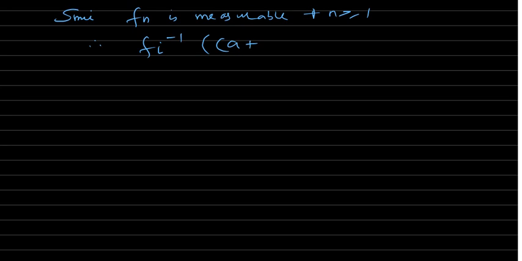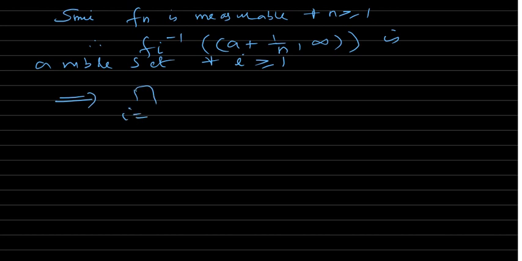Now, since fn is a given measurable sequence for all n greater or equal to 1, therefore fi inverse (a plus 1 by n, infinity) is a measurable set for all i greater or equal to 1. That implies the intersection, i runs from n to infinity, fi inverse (a plus 1 over n, infinity) is measurable.